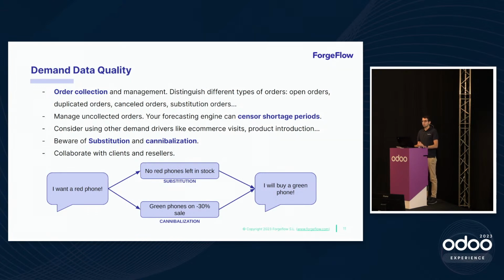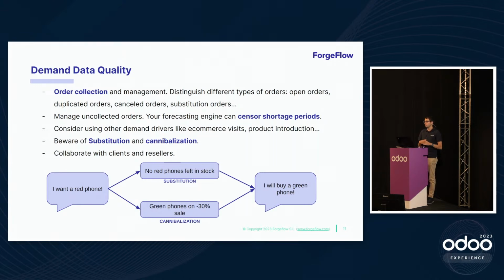It's really important to have an efficient order collection and management. Apart from open orders, we need to distinguish what are duplicates, to not count twice, cancelled orders, to ignore them, and substitution orders, because they are using a different product for any of the reasons that, for example, we see below, and we need to consider that.